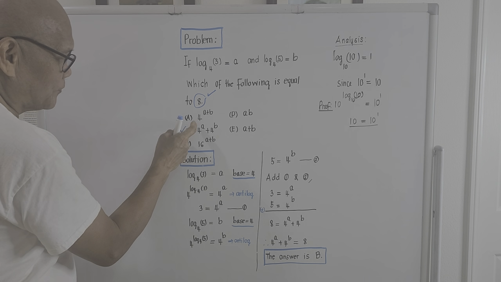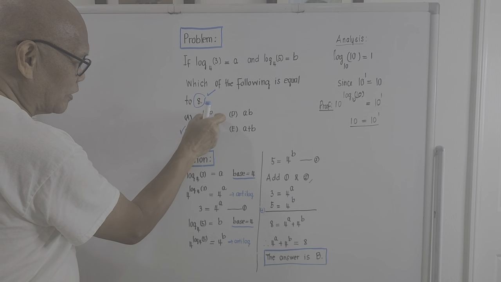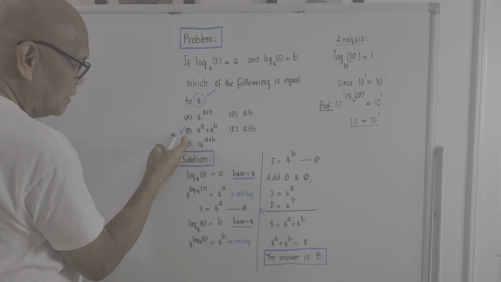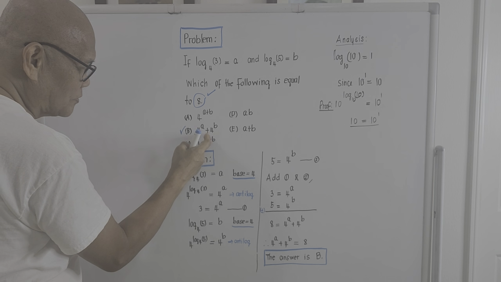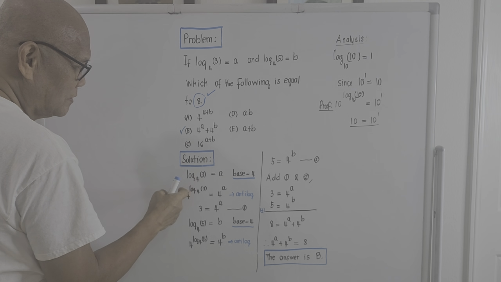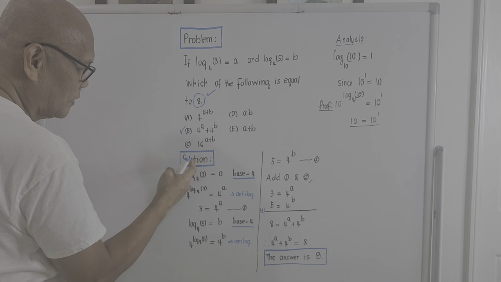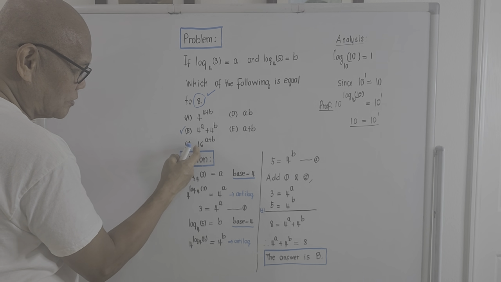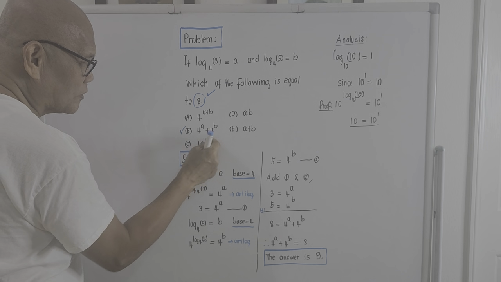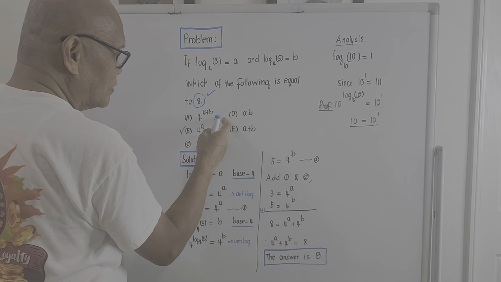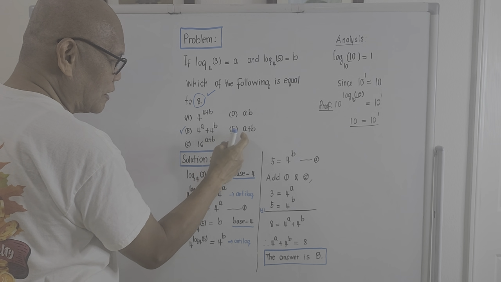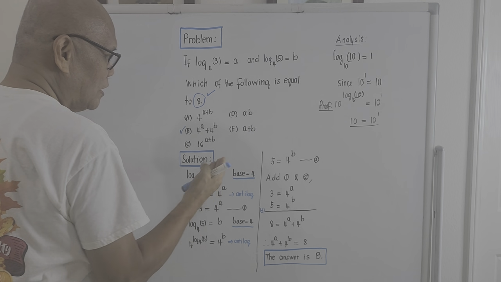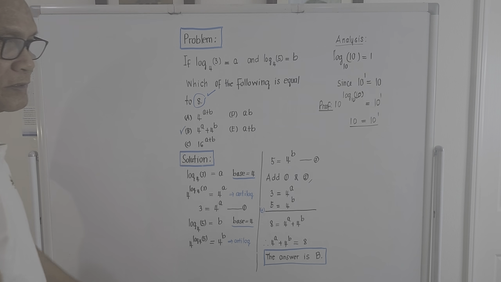Answer A is 4 raised to a plus b. Answer letter B is 4 to the a plus 4 to the b. Okay, this is addition. Answer C is 16 raised to the sum of a plus b. Answer D is the product ab. And answer E is actually the sum of a plus b. Which of the 5 is the correct answer?